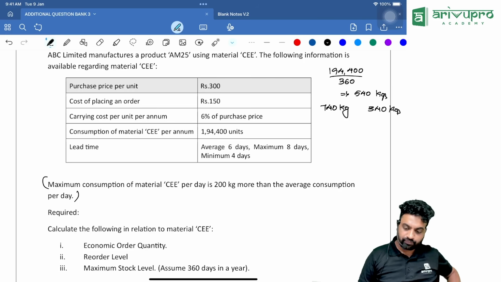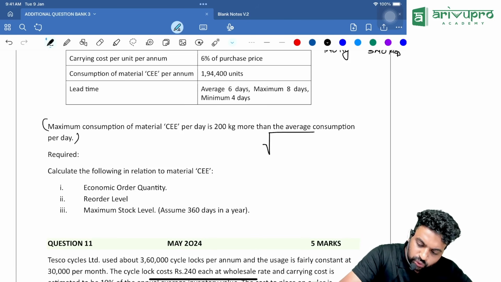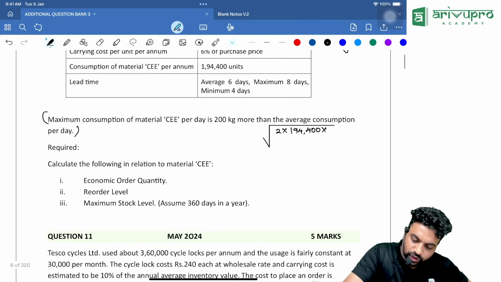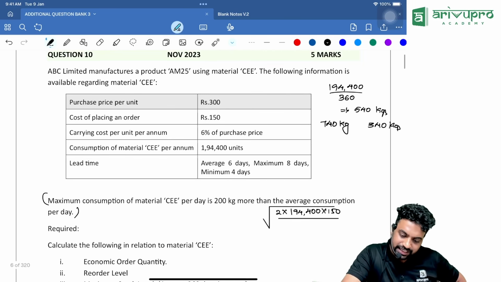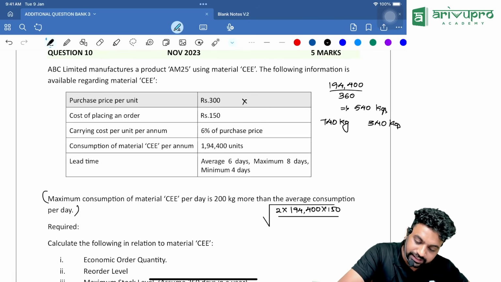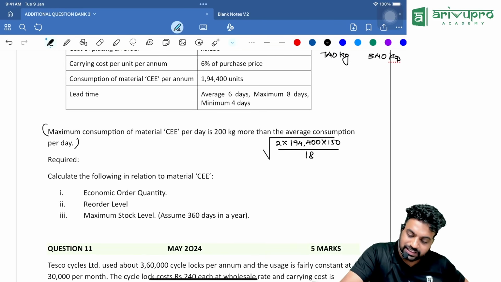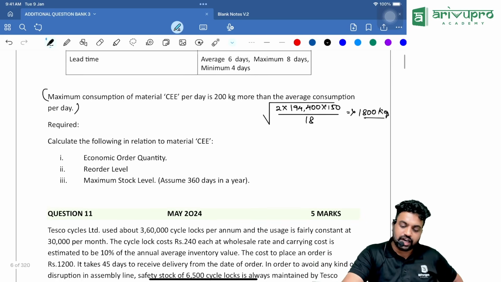Done. Now, they're asking EOQ. EOQ is nothing but square root of 2AO divided by C. 2 into A is 1,94,400. O is 150. Correct? Divided by C. C is basically rupees 300 into 6%, which is rupees 18. So how much is it? 1800 kgs.